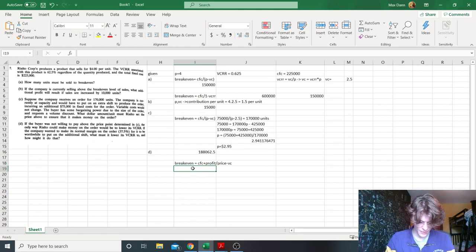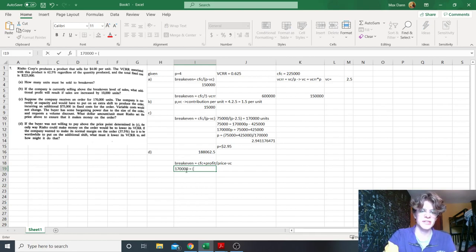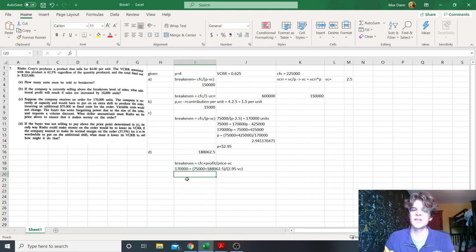So we know the amount of units is 170,000. And that is going to equal our cash fixed costs of $75,000 plus this number that we just determined here for profit, 62.5. And we're going to divide that by our price, which was $2.95 minus VC. We don't know what VC is going to be yet. So same thing here, we're going to rearrange.